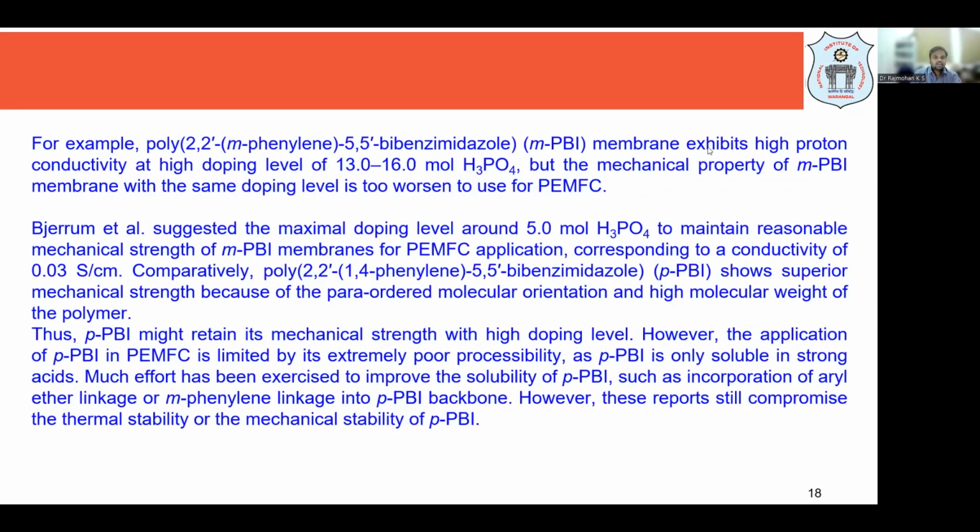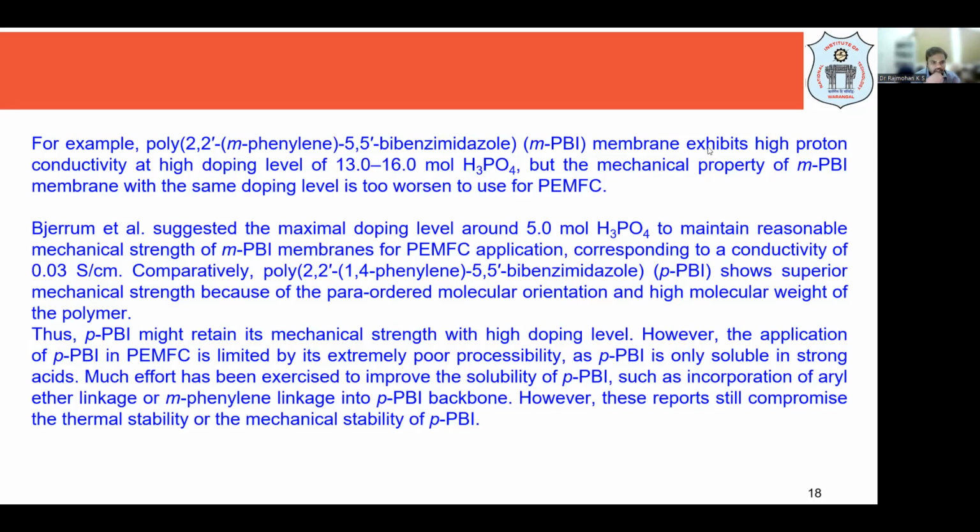Okay. For example, if you consider this mPBI membrane, it exhibits a very high proton conductivity at a high doping level of even 13 to 16 moles of phosphoric acid, but the mechanical property of the mPBI membrane with the same doping level is too worsened to use for PEM fuel cells. So even though you can have a very high doping level and high proton conductivity, on the flip side the mechanical property gets decreased. So always we have to have a trade-off between this and that. What is that? Between the proton conductivity required versus the mechanical strength required. So that we have to consider carefully.